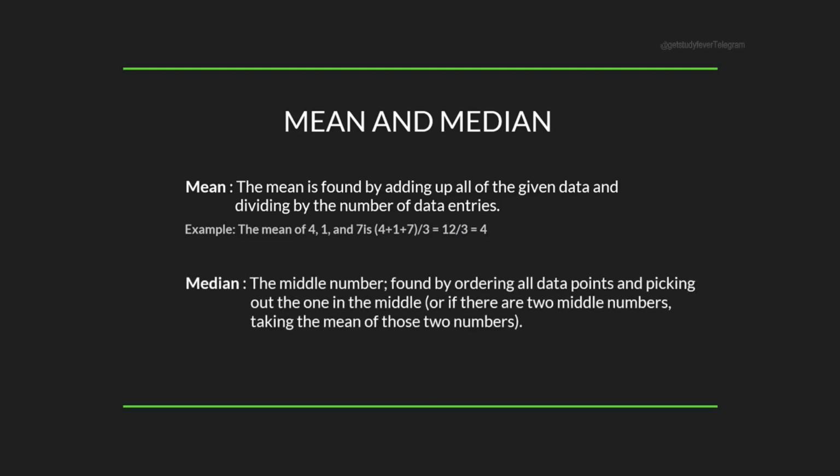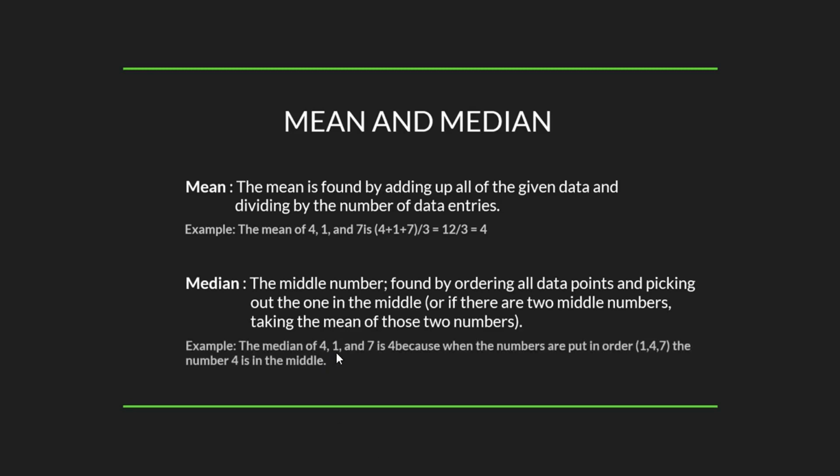Median is the middle number, which is found by ordering all data points and picking out the one in the middle. Or if we have two middle numbers, then we take the mean of those two numbers. For example, the median of 4, 1 and 7 is 4 because when the numbers are put in order 1, 4, 7, the number 4 is in the middle.